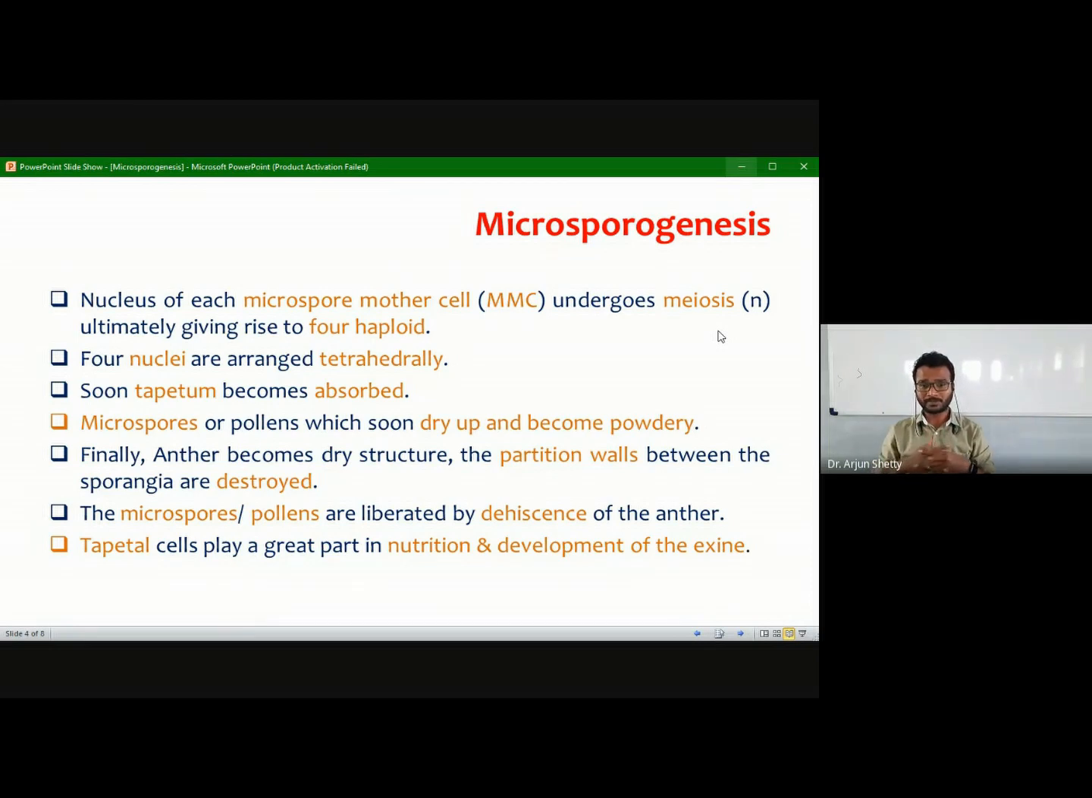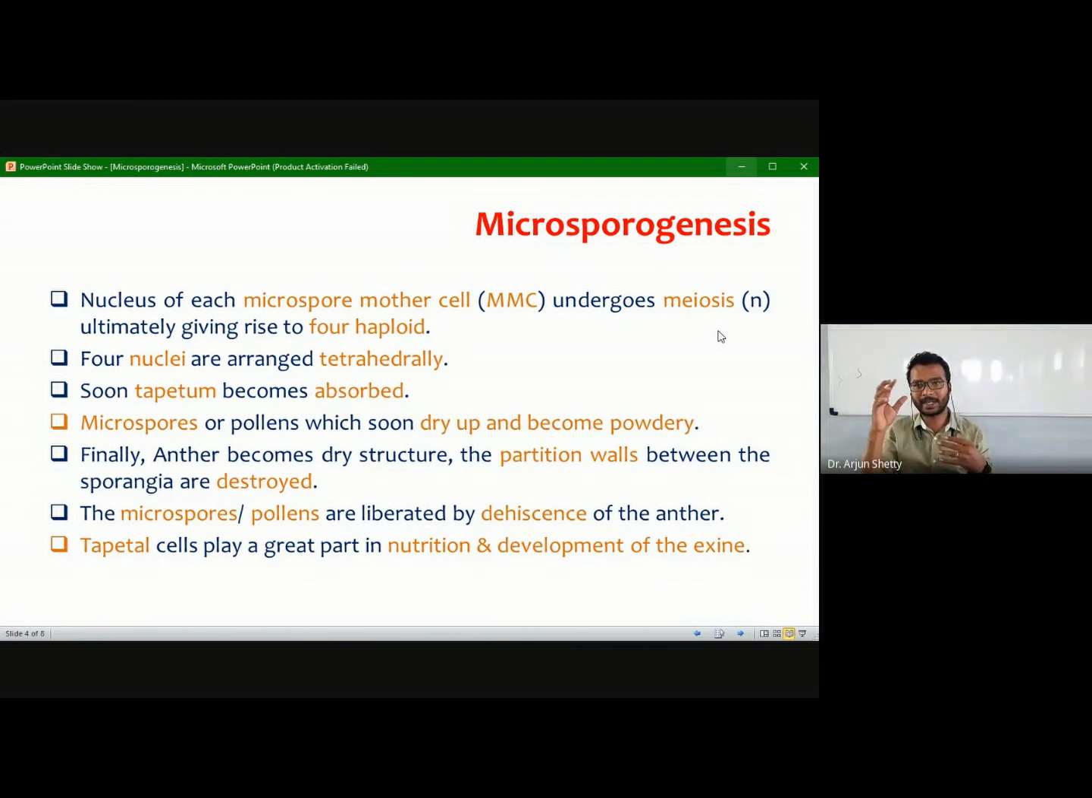So here, in the microsporangia, we are going to see four nuclei arranged in a tetrahedral array. It just looks like a diamond: 1, 2, 3, and 4. We see the tetrahedral arrangement of the nuclei in the microspore. So once they undergo the meiotic division, we see four haploid microspores arranged in a tetrahedral manner.